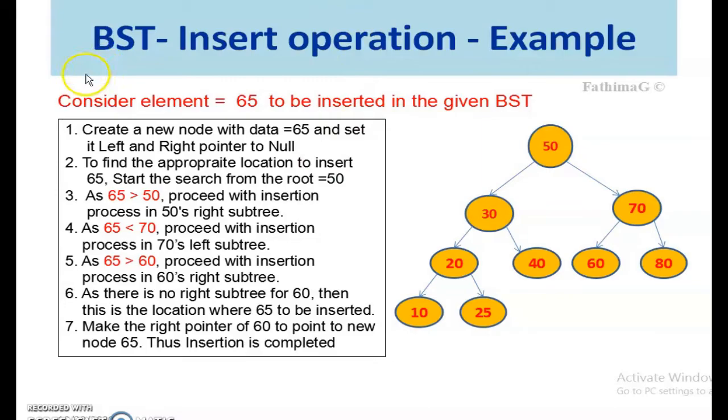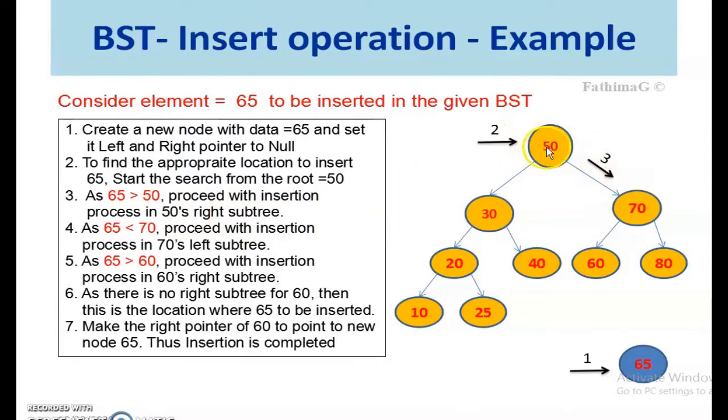Let me demonstrate the process of insertion with an example. Consider the element is equal to 65 to be inserted in the given BST. As a first step, create a new node with data set as 65 and left and right child pointer set to null. To find the appropriate location to insert 65, start the search from the root, that is 50 in this example, and compare 65 with 50. As 65 is greater than 50, proceed with the insertion process in the 50's right subtree.